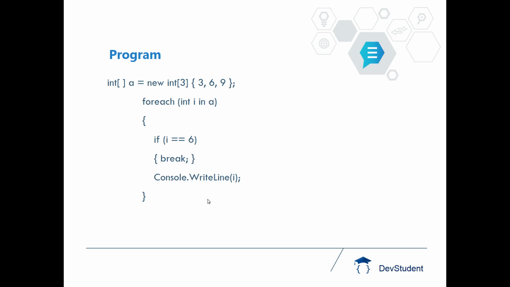Here I have an example program. I have an array called A, of type int, which has 3 numbers. And I have a foreach loop to repeat 3 times so that it prints 3, 6, 9 on the output screen. But I want to jump out if the value of I matches 6. That means the first value will be printed. For the second item, as the if condition matches with I equal to 6, the break statement will be executed, and the code will come out of the loop. That means 6 and 9 will not be printed. Only 3 will be printed on the output screen using break here.